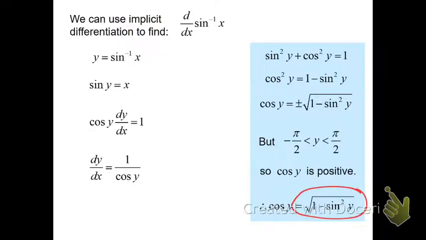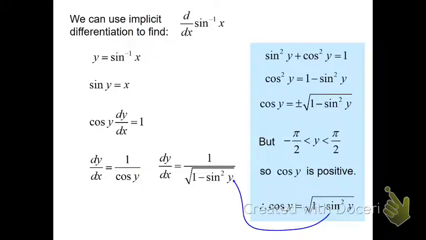So I'm going to replace the cosine y with what it equals. So that turns it into this, but what the heck? I still have it in terms of y. I thought we were trying to get rid of the y. How am I going to do that? This is the cool part.